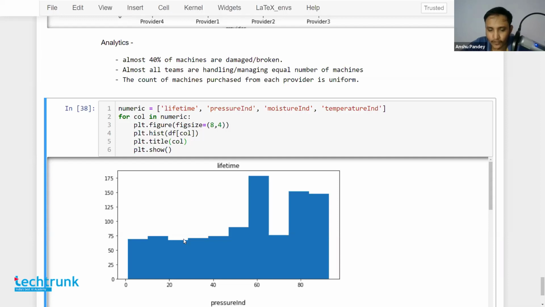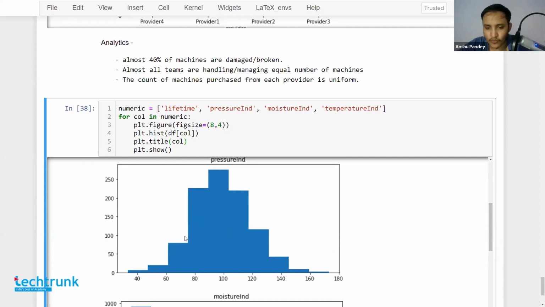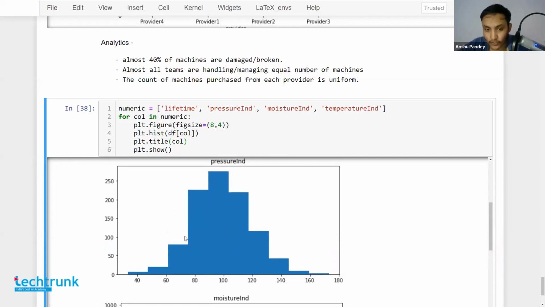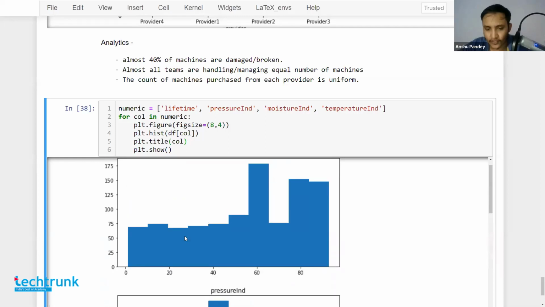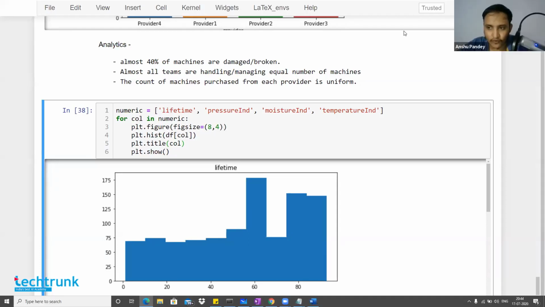So this shows that the lifetime is ranging approximately between 0 and 90, and that's how the data is distributed. It is uniformly distributed from 0 to 60. If you look at pressure now, it's almost a normal distribution, not skewed. For example, for lifetime, is it a normal distribution or a skewed distribution? Skewed, sir. I hope all of you agree that this is more of a skewed distribution.